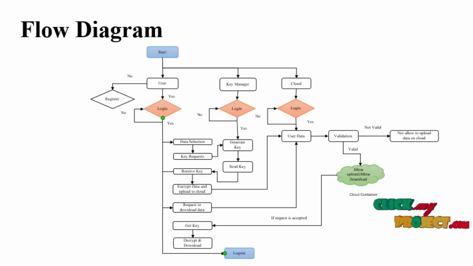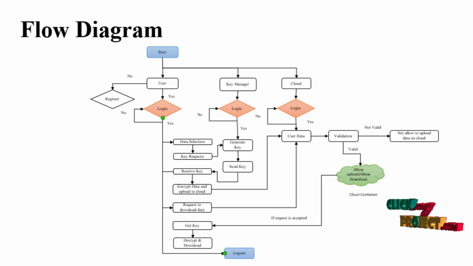It is our flow diagram. First, the user can register their details. After registration, the user can log in. After login, the user can select the data for the encryption process. After selecting the data, the user can send the key request to the key manager. The key manager will generate the key and send that key to the corresponding user. The user will receive that key and encrypt the document by using this public key.